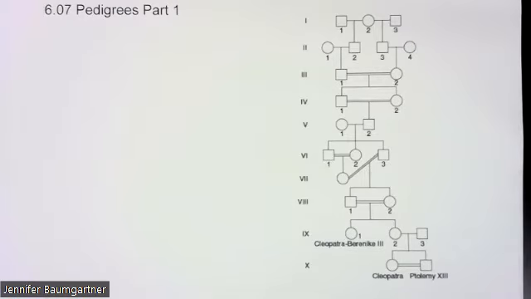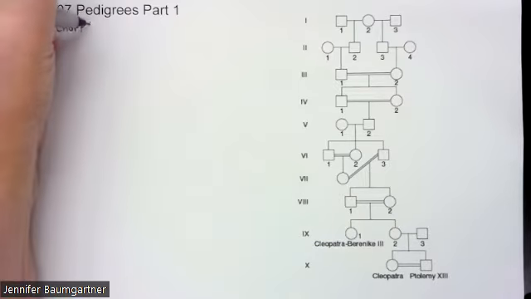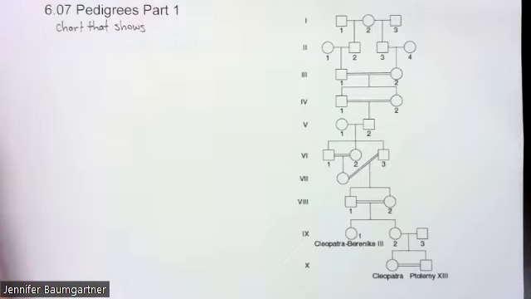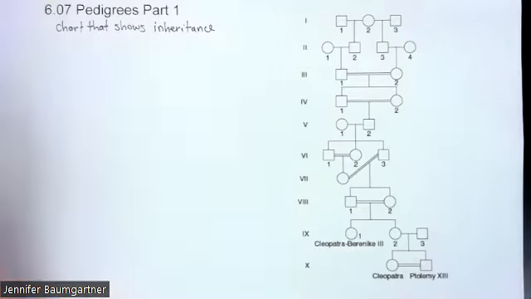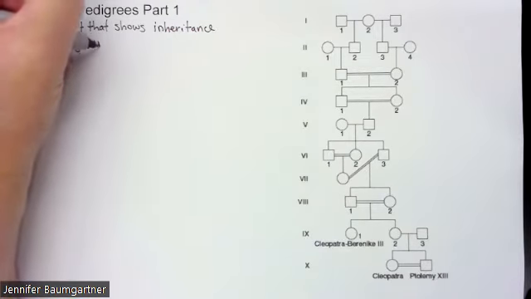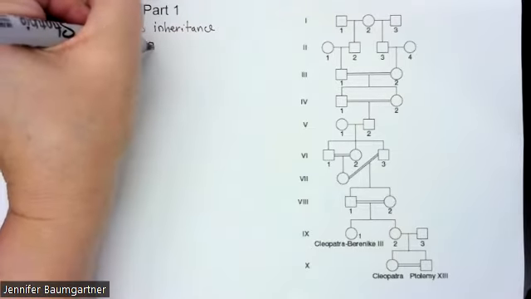All right, this is the first of 3 videos where we're going to talk about pedigrees. Pedigrees are charts that allow us to track traits or genetics from one generation to another. So let's write out a quick definition. It's a chart that shows inheritance between generations, or from generation to generation.